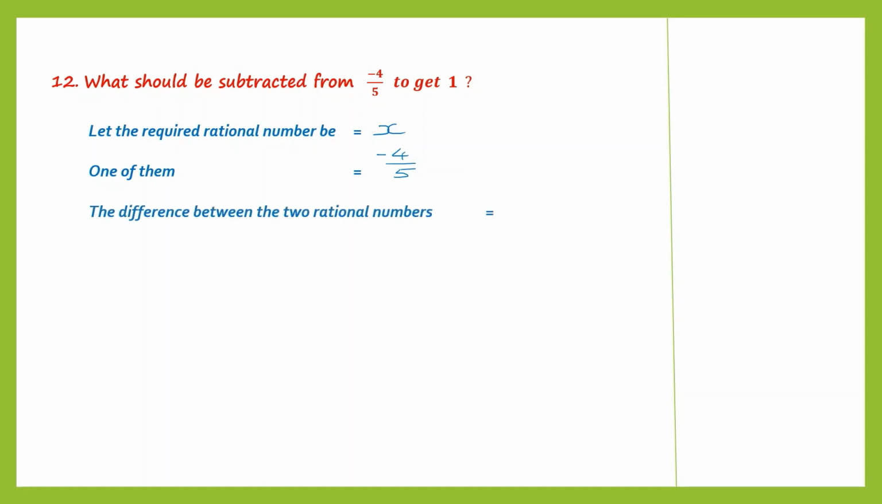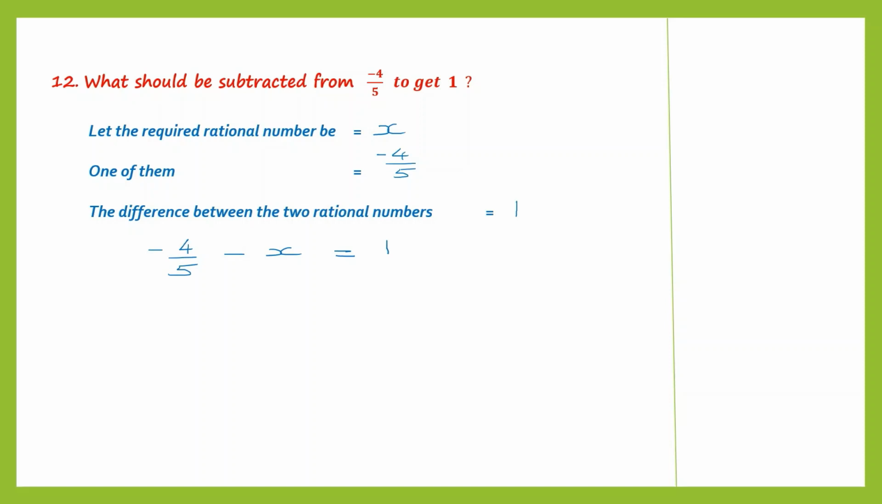And this time the difference, when we subtract, we call it the difference. The difference between the two rational numbers is 1. That means we have to write a subtraction statement of two numbers. Now, which number will we write first? The number that comes after the word from should be written first. That is minus 4 by 5. And this is subtraction. Minus x is the number that we are going to find out. Both together the answer is 1.